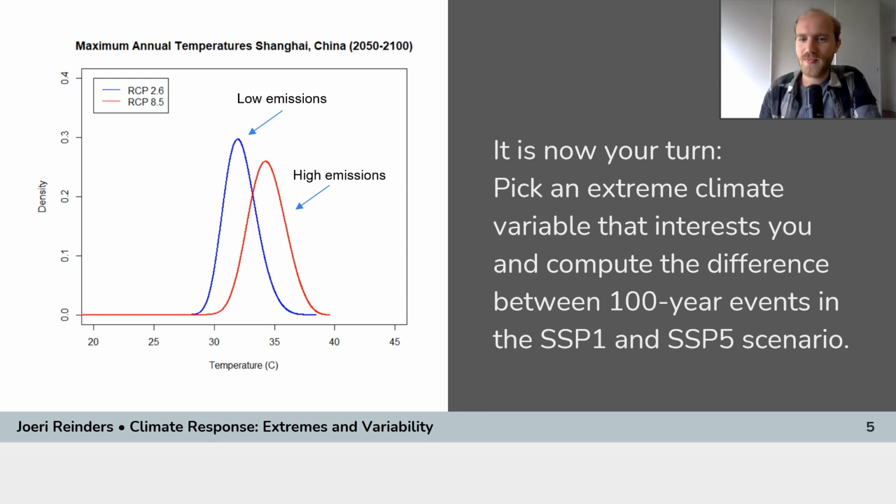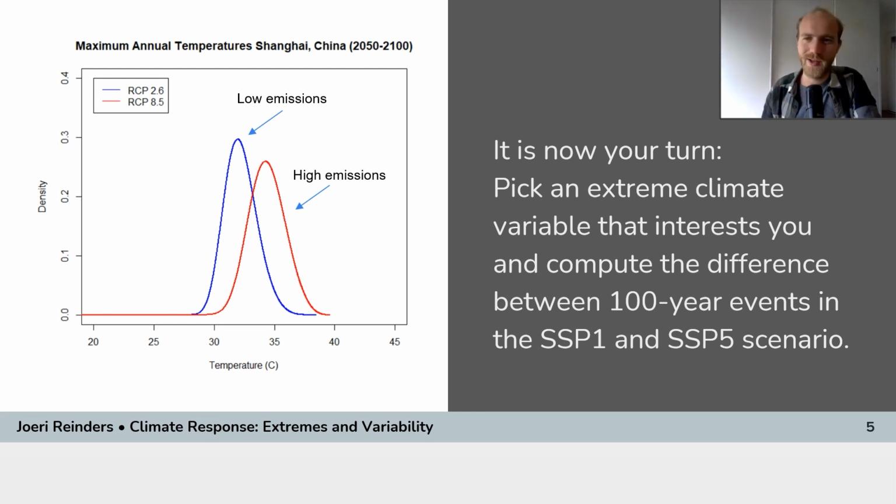So here's an example of something you could do yourself, or things that you're going to do during your tutorial. We see here temperature, annual maximum temperature in Shanghai, under a low emission scenario, RCP 2.6, and a high emission scenario, RCP 8.5. And you see that there's quite a big difference, not only in just a shift in the distribution, so like a change in the location parameter, but actually in its variance, in the tail it looks like. And understanding this is very important if we want to prepare ourselves or adapt to climate change.